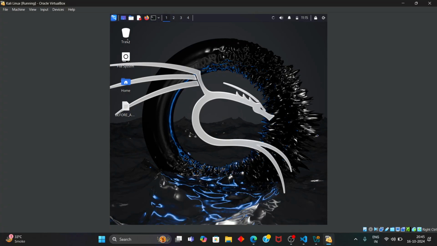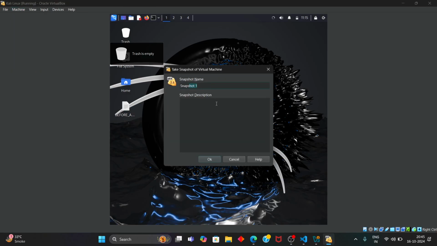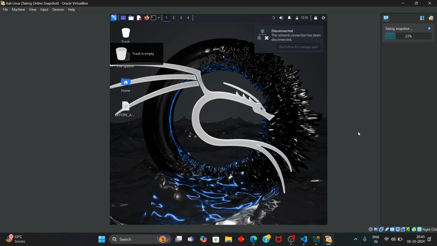Now let me first take the snapshot of my machine. This is snapshot one, and let me add the date and time, 16/10/2024 and 2045. This is the date and time on which we took the snapshot. Let's name it before attack. So we saved this whole snapshot of our system.